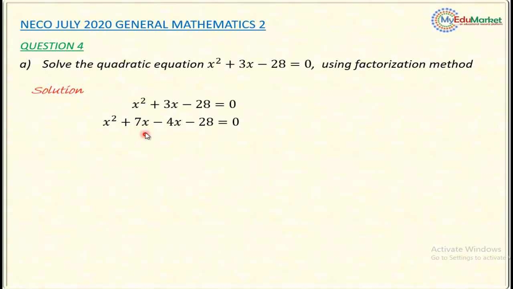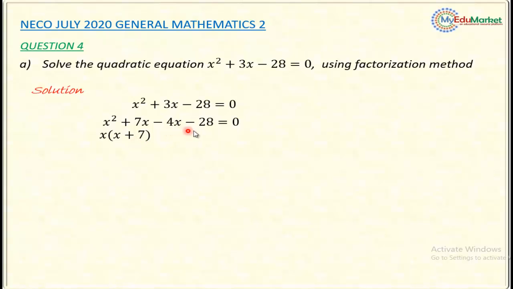To continue, I'll take every 2 terms and factorize them further. First, the factor between x squared and 7x. What can divide x squared and 7x? That will be only x. So I have x outside and open the bracket. When I divide x squared by x, it leaves me with x. Dividing 7x by x leaves me with positive 7. So I'm going to have x plus 7 in the bracket.